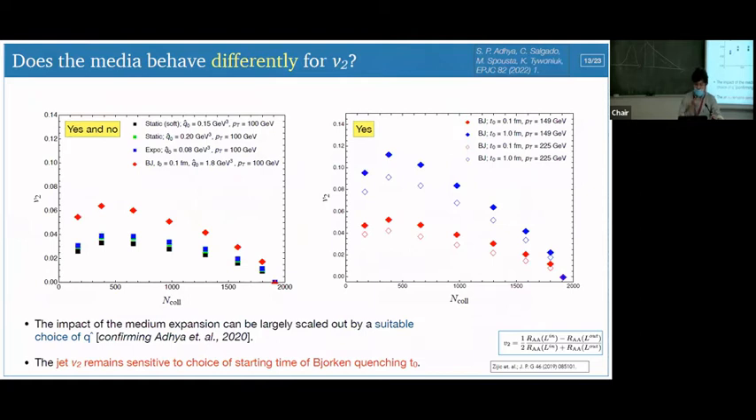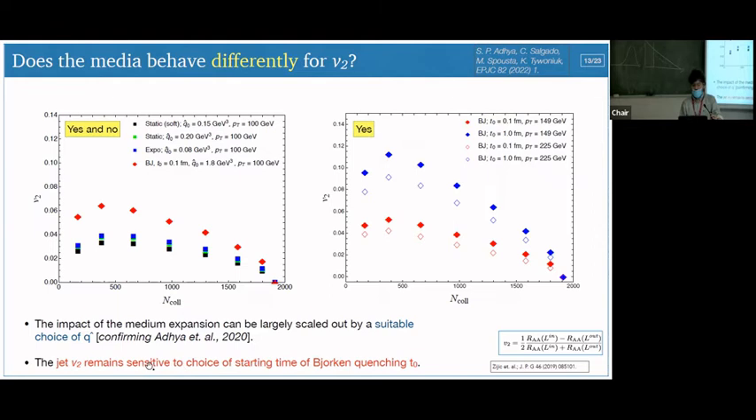And now we went one step further and calculated the V2 of the jets. We see that although the static and the exponential mediums, after the optimizations in the Q hat, are quite close to each other, the Bjorken one is more off. The reason for this observation is that it is very much sensitive to the initial quenching time for the starting of the Bjorken, which is highlighted in the right-hand side plot. When you have these two different initial starting times for the Bjorken, you see considerable differences between these two medium profiles, even after the optimizations in RAA.